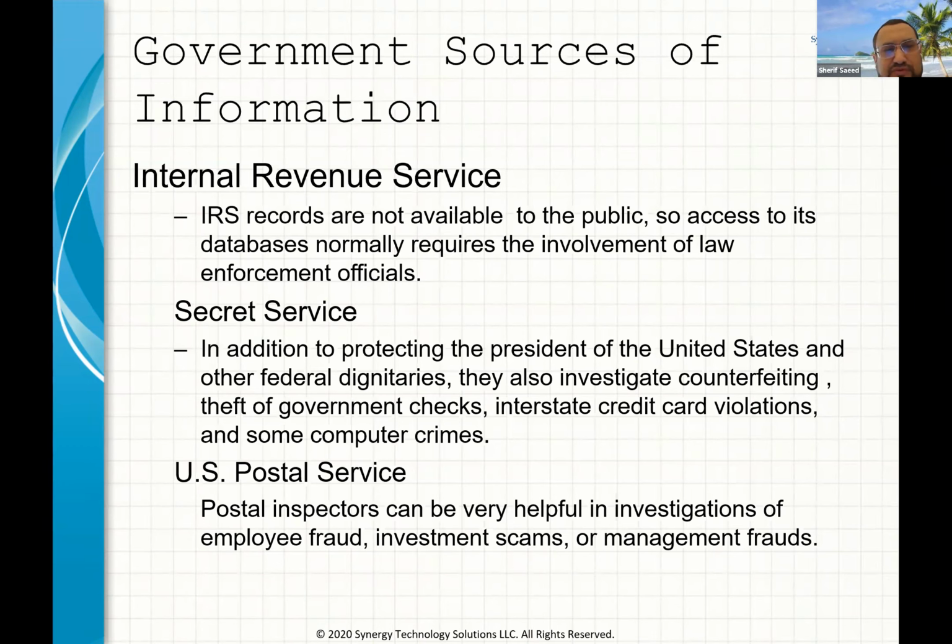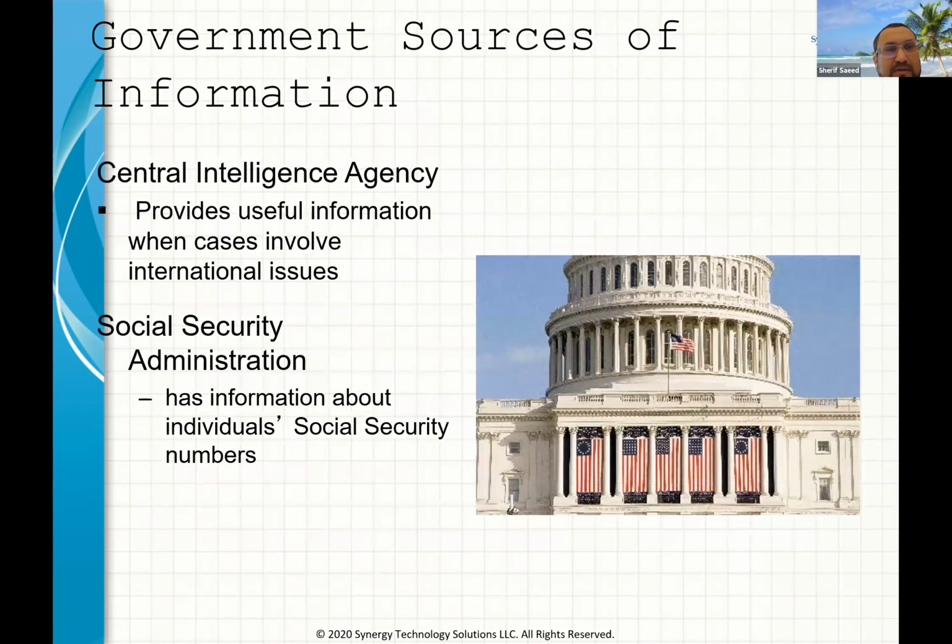Secret Service, of course, and US Postal Service. This is another great source of information, especially in America, where postal records are clearly maintained. And in fact, if you use the mail service to commit fraud, that's another charge on top of your fraud charges that will get you into trouble. Of course, the CIA, we will not get into that.